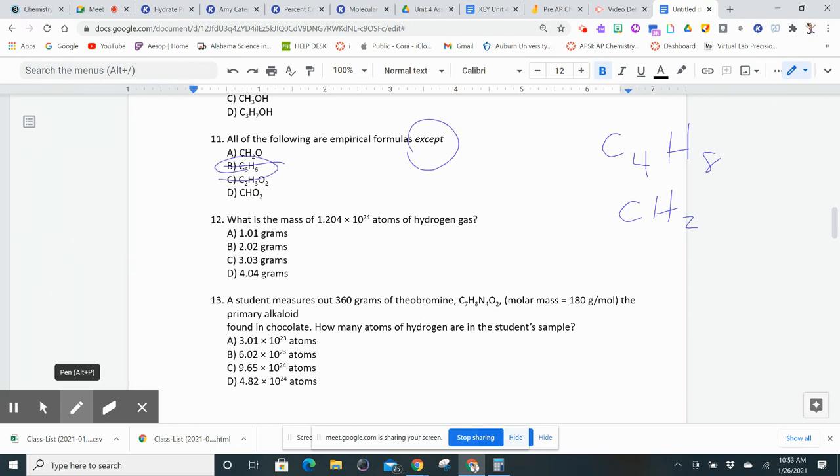So B is the correct answer because it is not a small whole number ratio. It is not an empirical formula. Why is it not an empirical formula? Because I can reduce 6 to 6 down to 1 to 1, and I can't reduce any of those others. Okay, so let's find another empirical formula type problem.